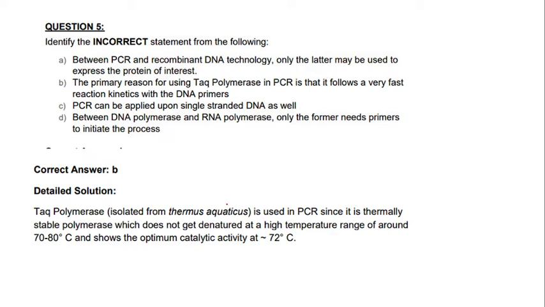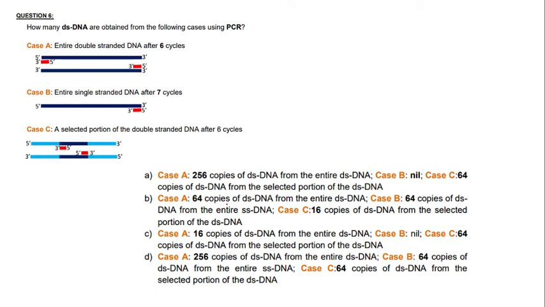Because in this process we need to heat to the higher temperature, so we should use the polymerases which are stable at that temperature for denaturation. Okay, let's go to the next question. How many double strand DNA are obtained from the following cases using PCR? So here's the question for the PCR. Okay, three cases are there.